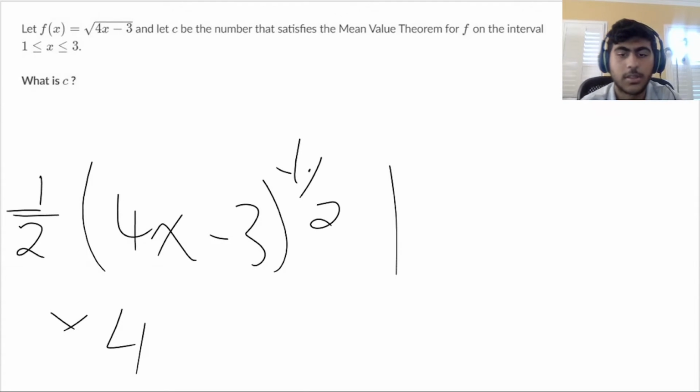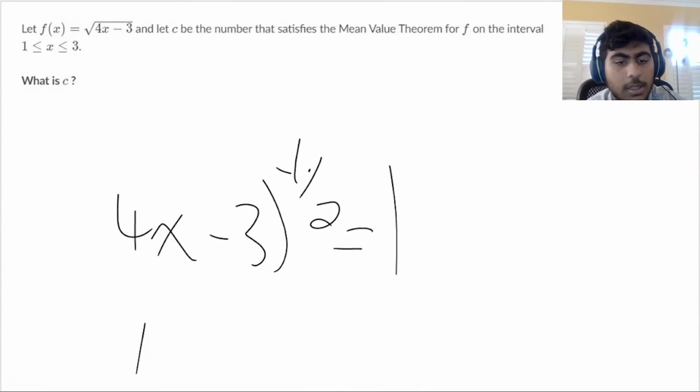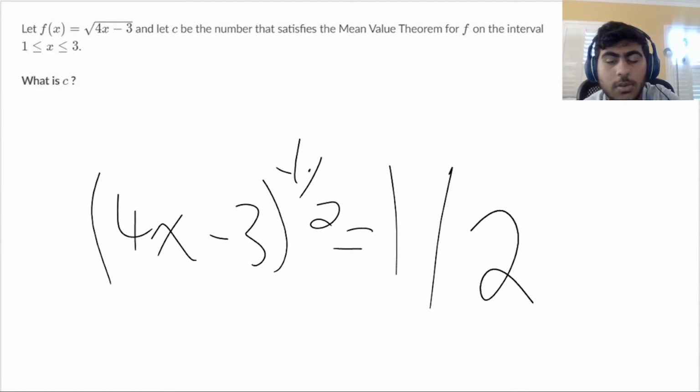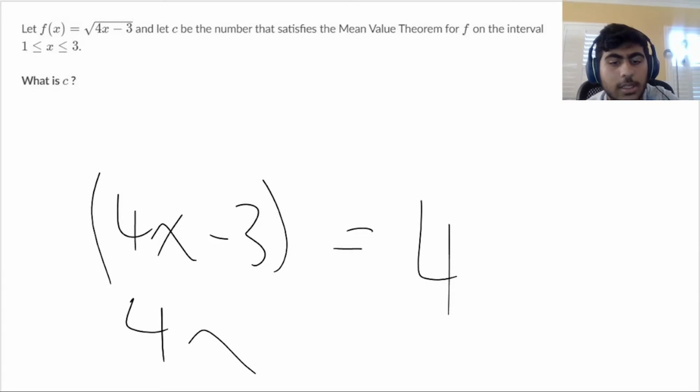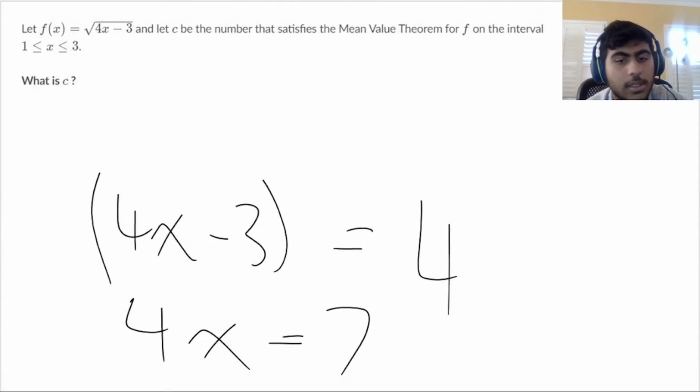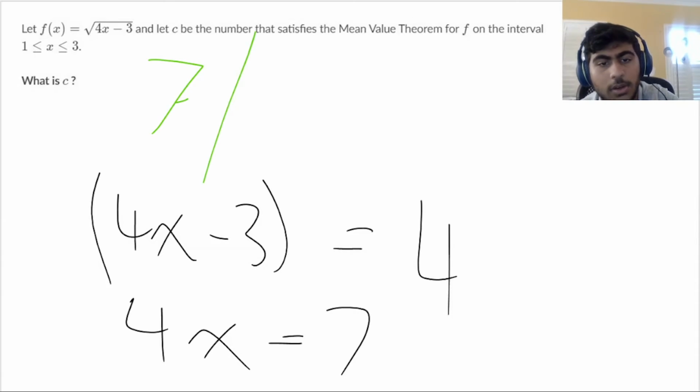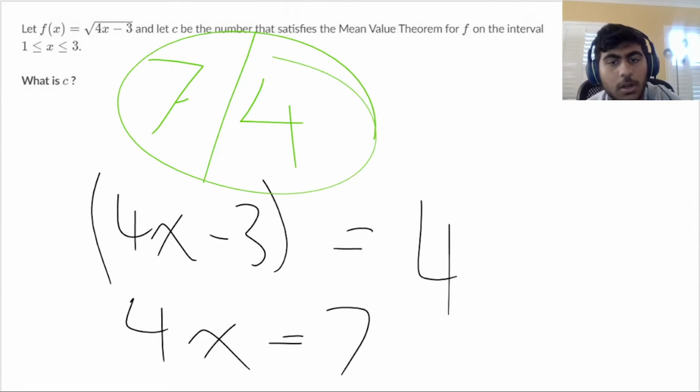So then this is just going to be on this side. It's going to be 2, and then we divide the 2 out, and we get 1/2. We square it, we take the reciprocal, and we end up with equals 4. So 4x equals 7, and x is equal to 7/4. And that's it for the mean value theorem.